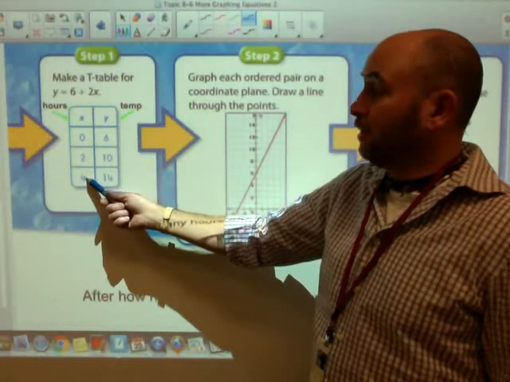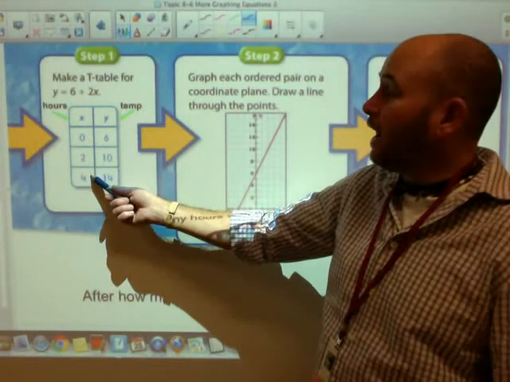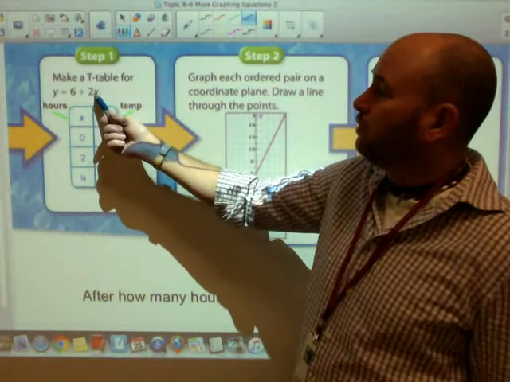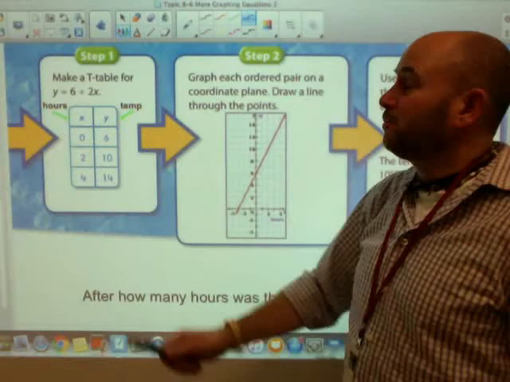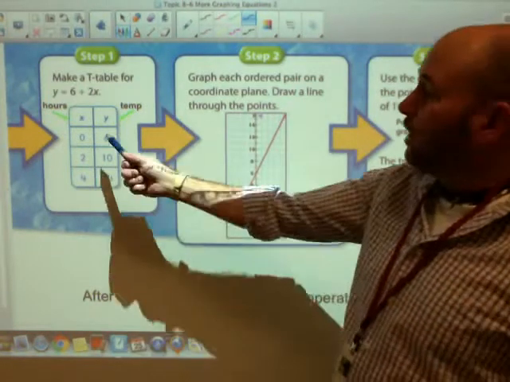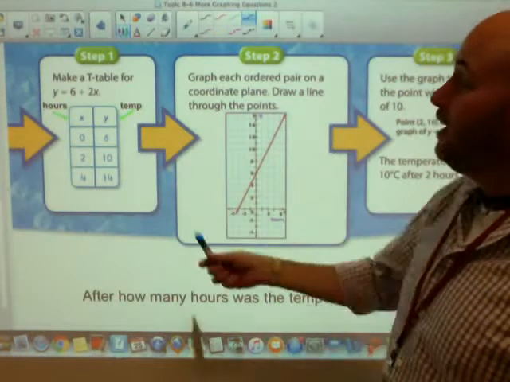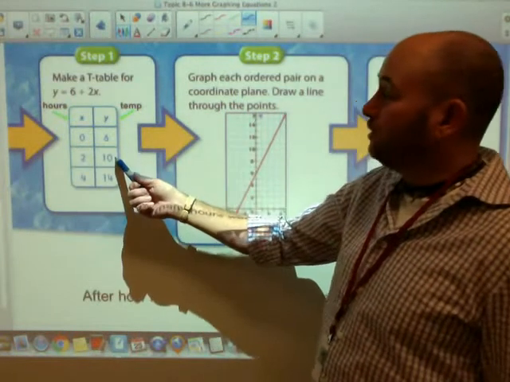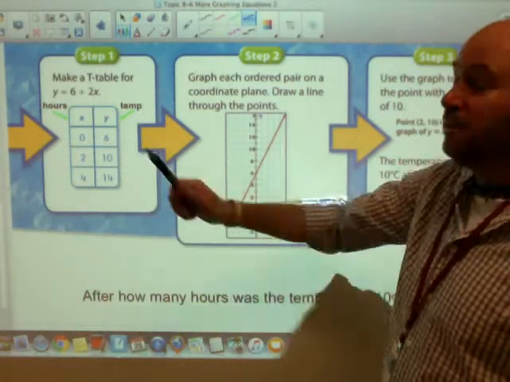And then if we plot our temperature for 4 hours, we would plug 4 in. 2 times 4 is 8, plus 6 is 14. All right? So now we have our x and our y coordinates. And we can see that after 2 hours, we will have our temperature of 10 degrees.